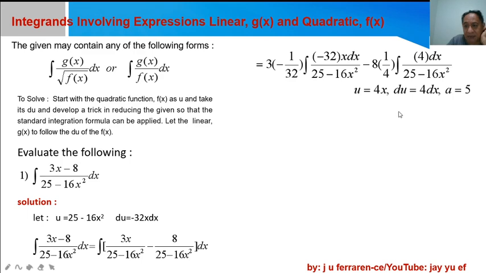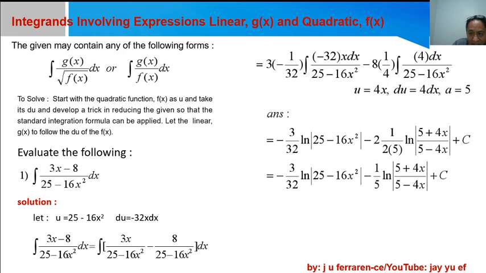I have the negative 8 and I have to use a formula. This is purely quadratic, there is no first degree term, no variable with power 1, so I can call it u squared. So what is my u? The square root of 16x squared is 4x. The du is 4dx. My a is 5. And I can relate that with formula I22.